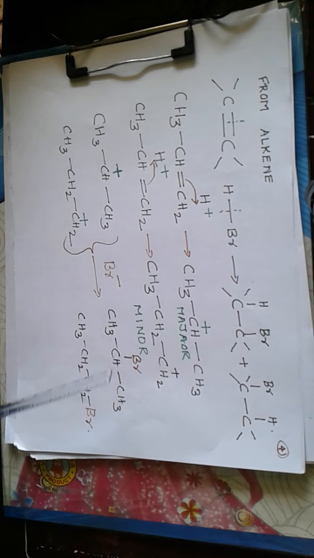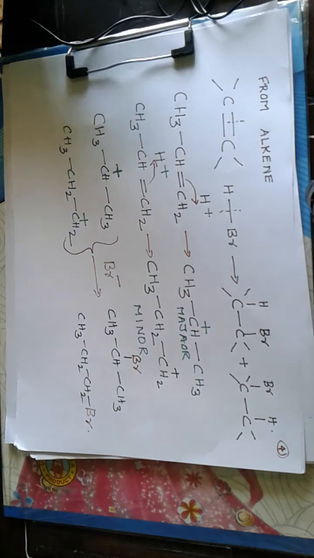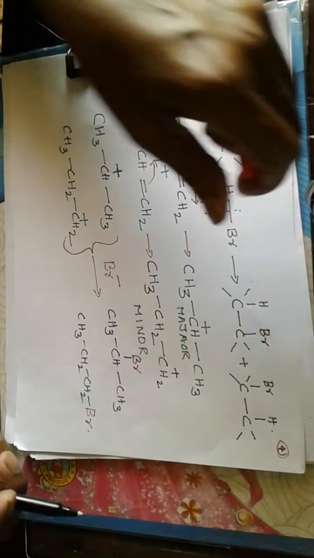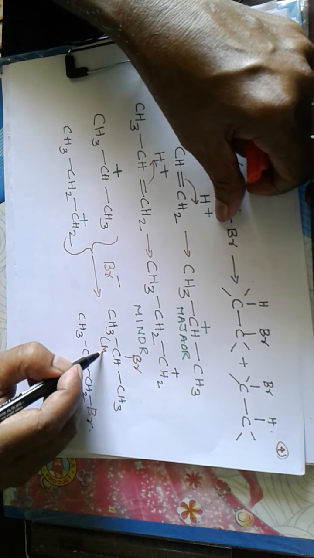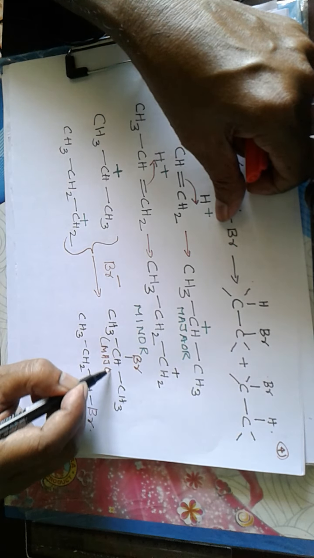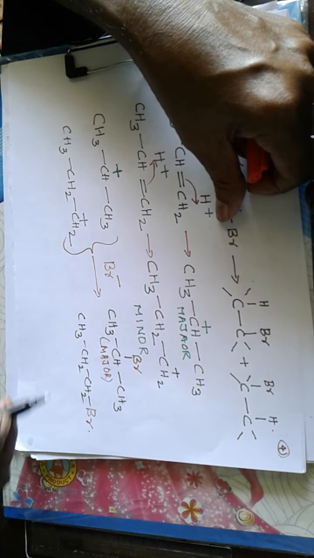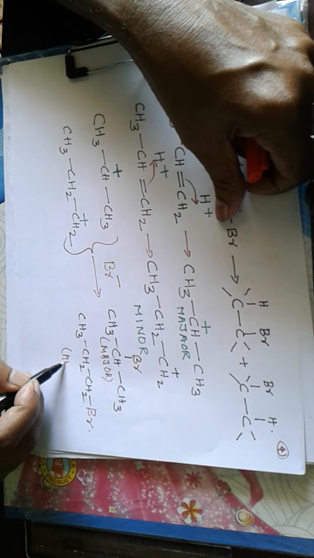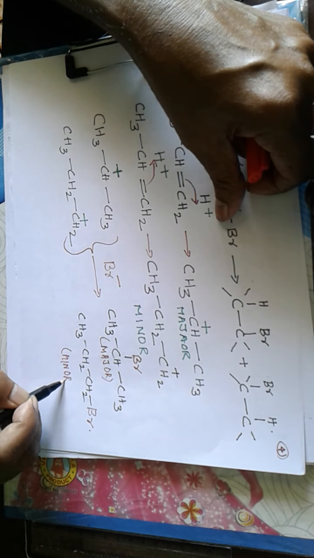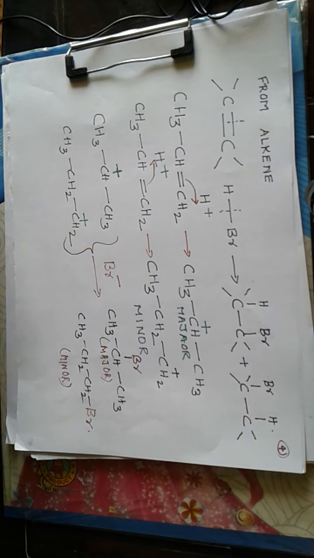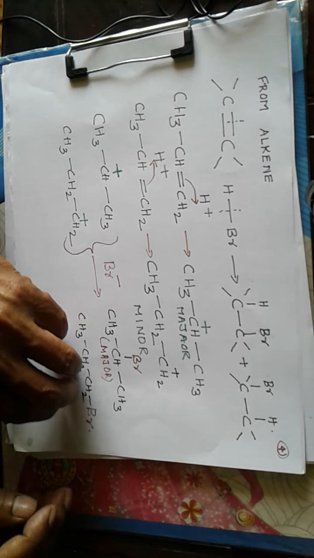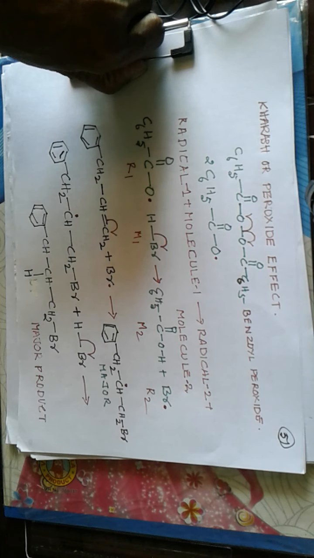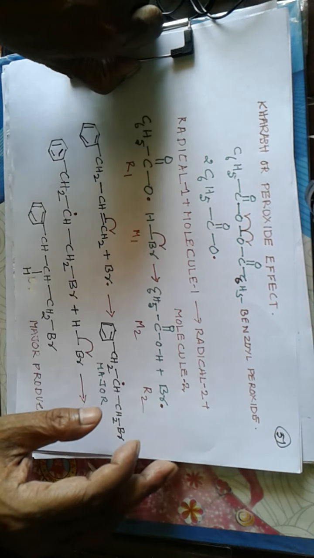2-bromopropane is the major product and 1-bromopropane is the minor product. So this is major because this carbocation is the major carbocation, and this is the minor product. So the addition follows Markownikov's rule. And there is another phenomenon called Kharasch effect or peroxide effect.